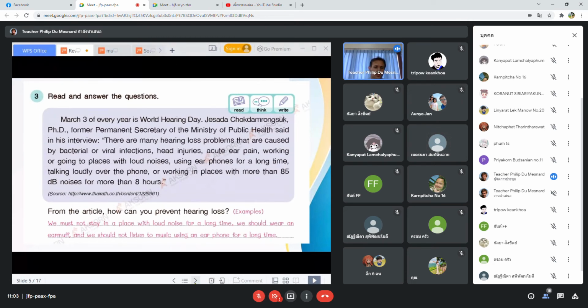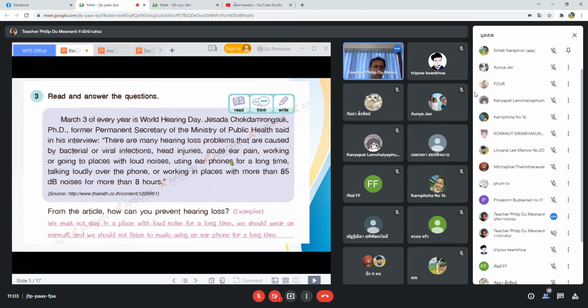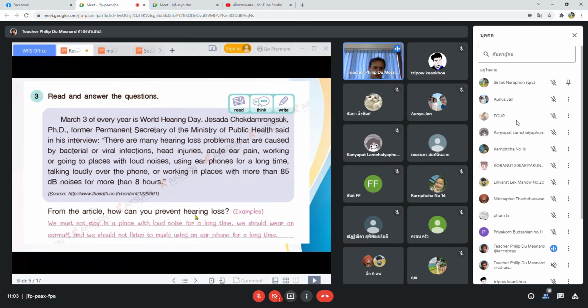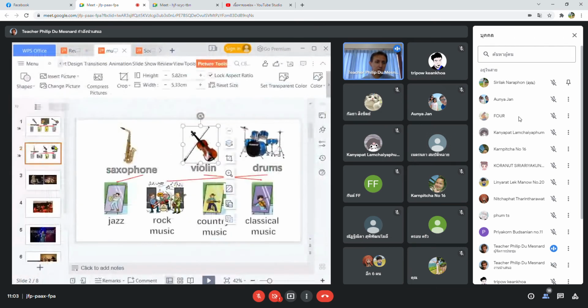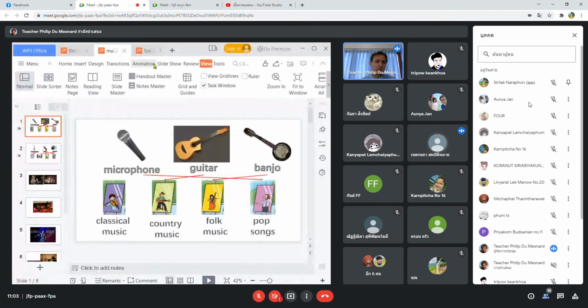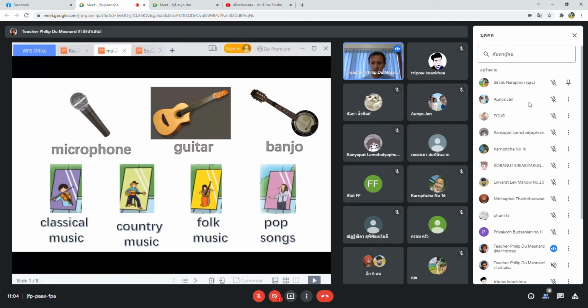Okay, class, so this is what you can do to prevent hearing loss. Okay, then this one, I want to talk about musical instruments. For this little experiment, I think we can talk about musical instruments. So I will change slides, this one, and then change here.